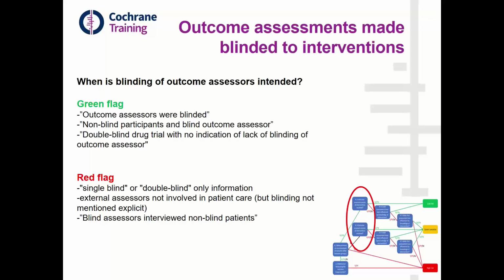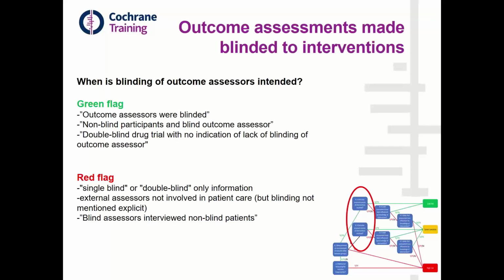Obviously, a red flag or a problematic thing is when the only thing that we know from reporting is that a trial was single-blind or even double-blind, especially in a non-pharmacological setting, or when there are external assessors that are not involved in patient care, but blinding is not mentioned explicitly. A special case is when there are blind assessors interviewing non-blind patients. In the context of ROB2, the outcome assessor in this situation is not the blind interviewer, but the patients, and this should be regarded as a problematic situation.